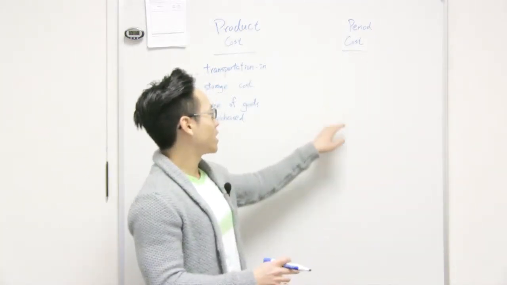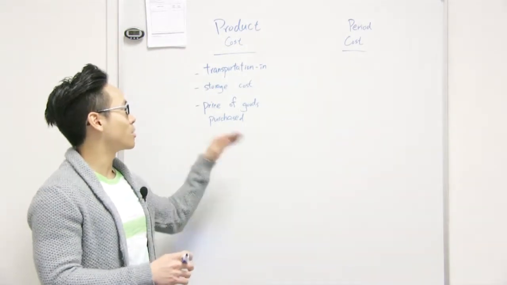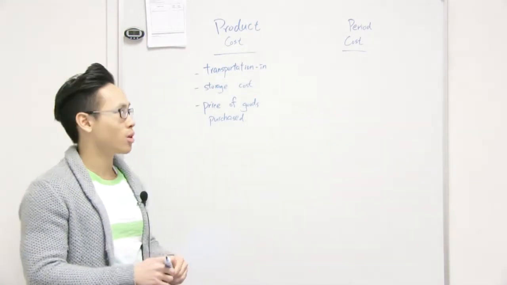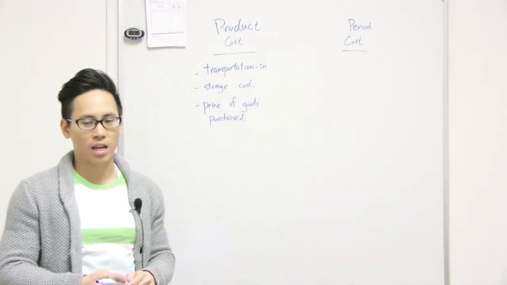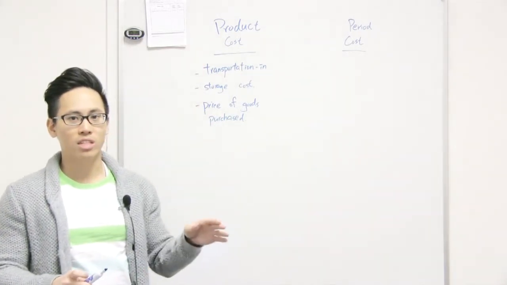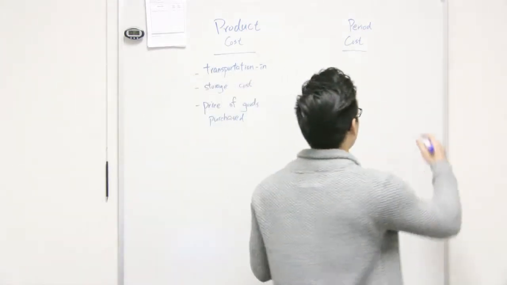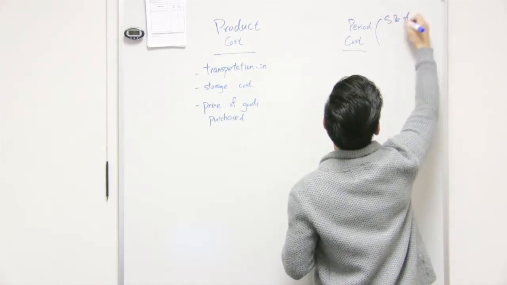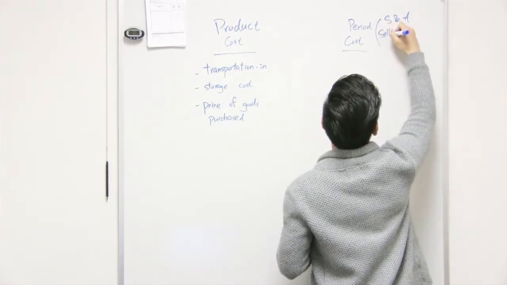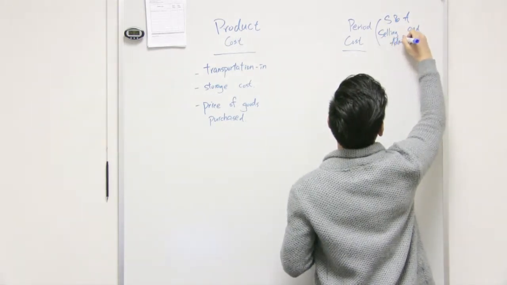And on this side is the period cost. Period cost is basically the opposite of the product cost. You do not add the period cost into the inventory account. You account for it as an expense. The other term that we use for period cost is SG&A cost, which means selling and administrative cost.